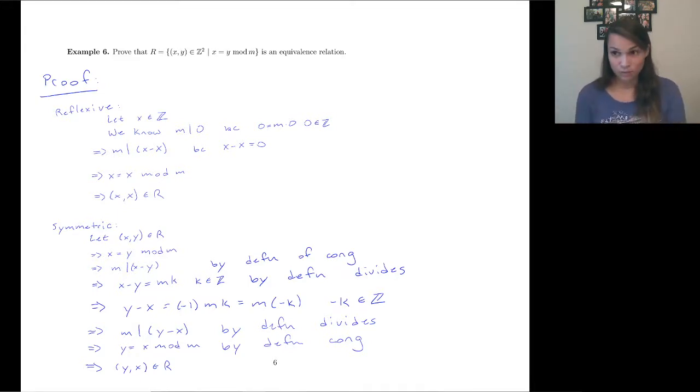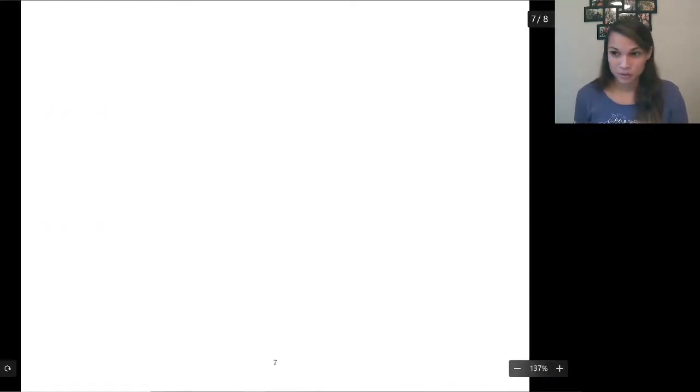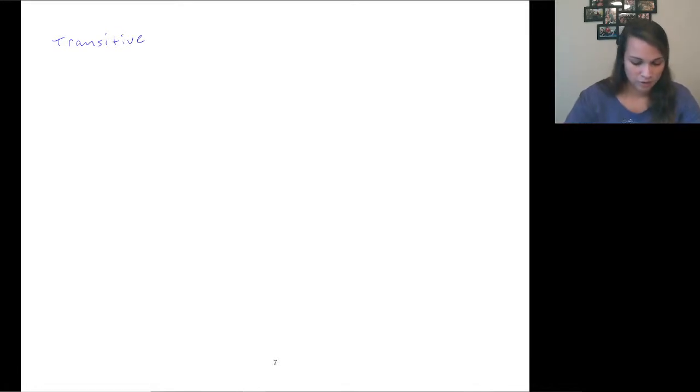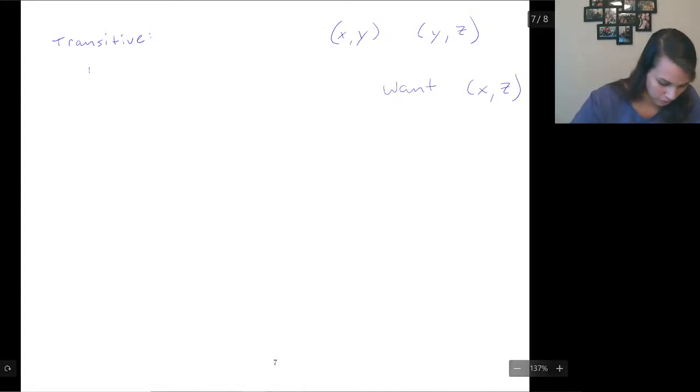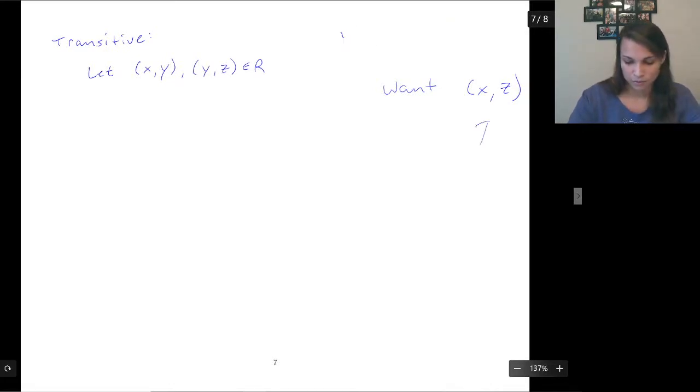Next one. So we did reflexive, we did symmetric. Now we've got to do transitive. Last one. And I knew it wasn't going to fit, so we've got a new slide for this. So remember, transitive is we've got x and y, and we have y and z, and we want to get xz is going to be in there. So that means we have to start with 2 elements, xy and yz are going to be in R. And we're going to work up to this guy.